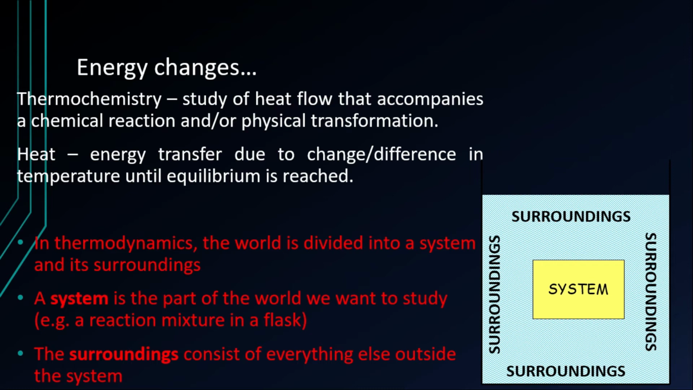Hindi pwedeng biglang mawala at hindi pwedeng biglang magkaroon ng energy sa isang system or sa isang object. Ang nangyayari lang ay this energy can be transformed from one form to another. So pwede lang na ma-transform yung ating energy from one form of energy to another form of energy. So for example, an example of this is the light bulb.